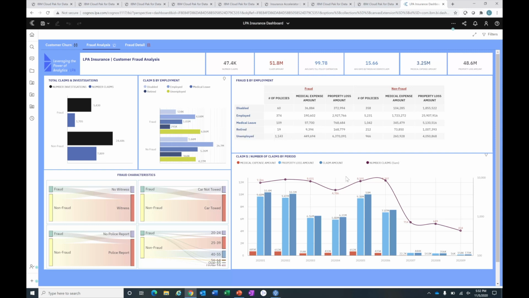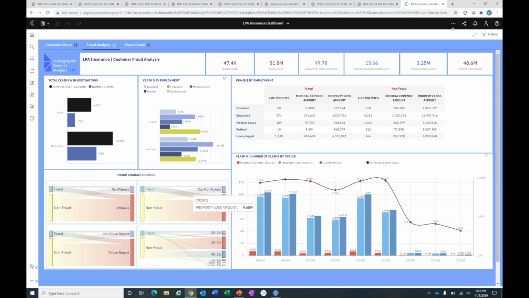So I can actually look at some of the detail here, the number of policies associated, the medical expenses, property loss, etc. Now, if I want to get into some high-level information or metrics on the bottom right here, I can see my total claim amount and then a breakdown of the property loss and the medical expense over time.